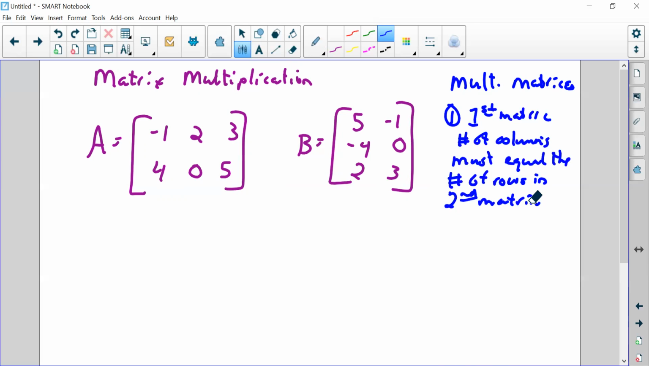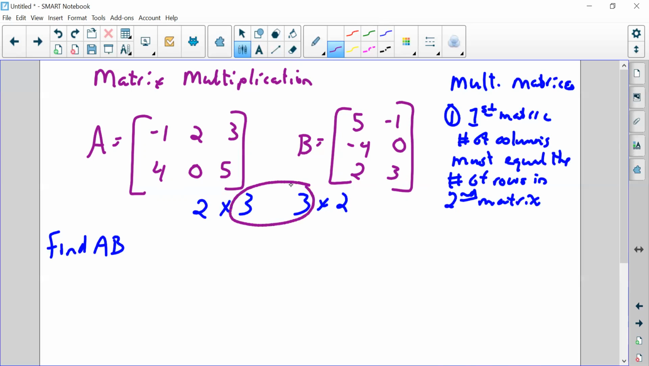Let me explain what that means. Let's say I wanted to find AB, to see if it's possible. I would look at the dimensions of A. This is a 2 by 3. That means it has 2 rows and 3 columns. What's the dimensions of B? It's a 3 by 2. If these two numbers are the same, you may multiply. If those two numbers are different, you cannot multiply. So that's the easy way of doing that.